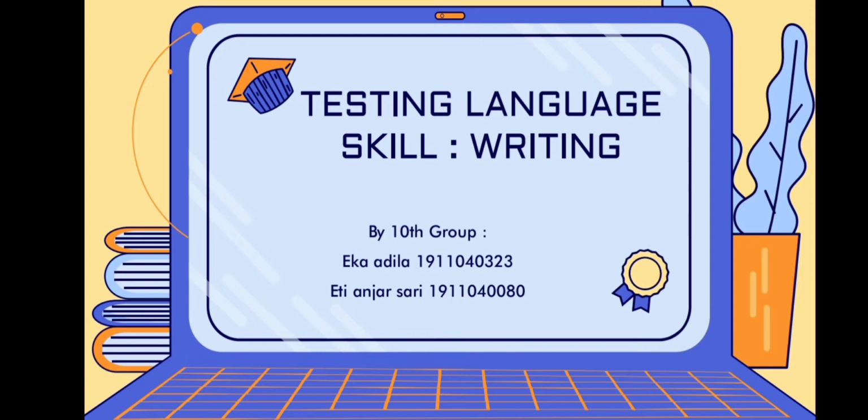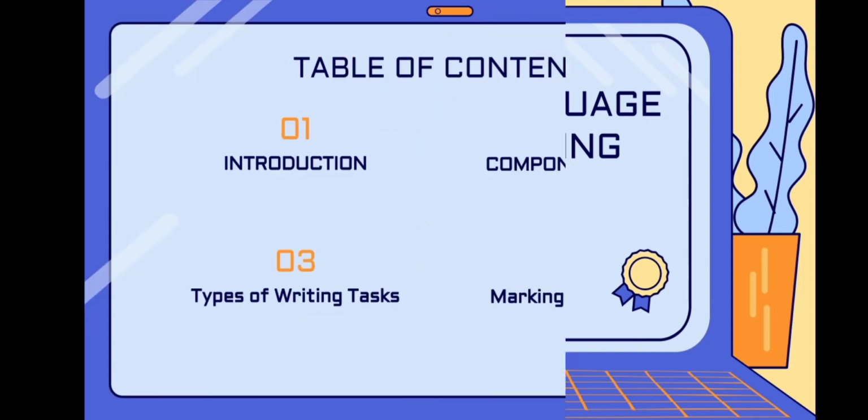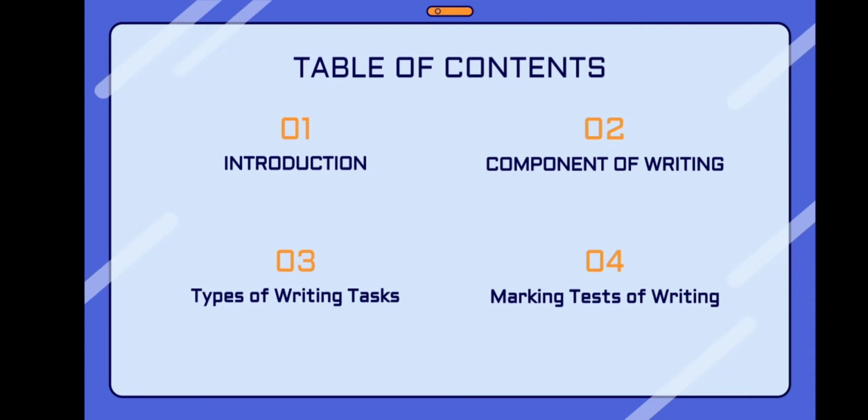We want to explain about the material of testing language skills based on writing. And the first material will be explained by Eti. Table of contents: 1. Introduction. 2. Component of writing. 3. Types of writing text. 4. Marking text of writing.